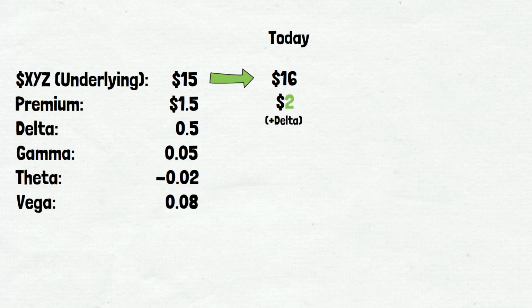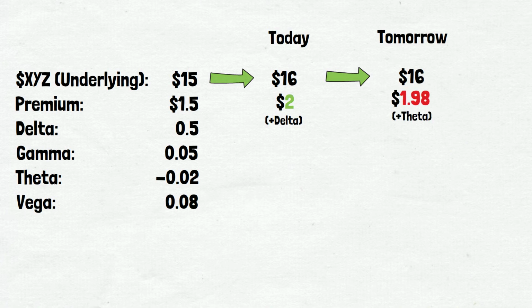Let's take a look at an example. We have stock XYZ at $15. The premium is $1.5. Delta is 0.5, gamma 0.05, theta negative 0.02, Vega 0.08. Now, let's gather all the Greek gods and take a look at a quick example. You have an option with the following Greeks. The underlying goes up by $1 to 16 today. Your option premium increases to $2 because of delta. If you keep this option to tomorrow, your premium will lose 2 cents due to theta. At this point, your option is $1.98.